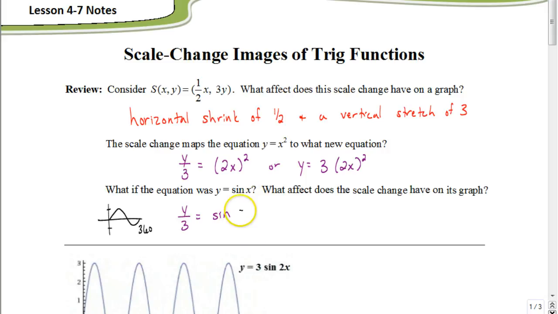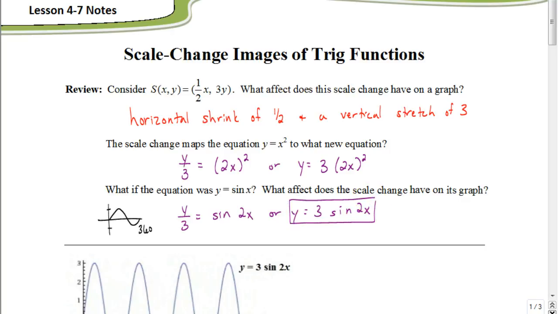And we're going to replace x with 2x. So y equals sine of x would now be the equation y divided by 3 equals sine of 2x, which it's actually better to write it with the y by itself. So we're going to write it as y equals 3 times the sine of 2x. That would be our equation.